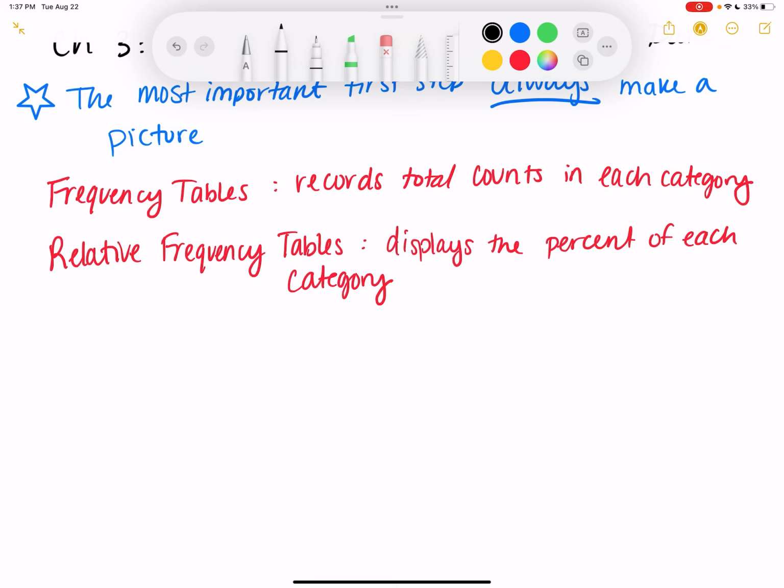All right, so now we're going to have a frequency table versus a relative frequency table. And this is where your ice cream is going to start.